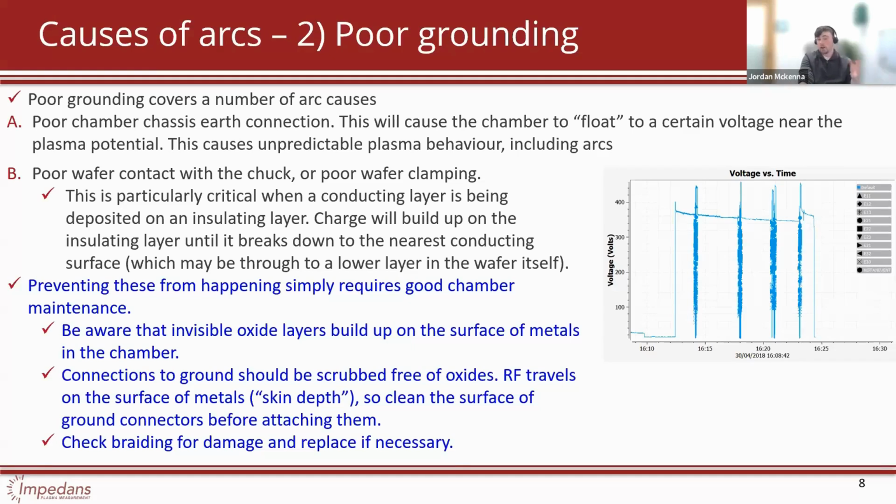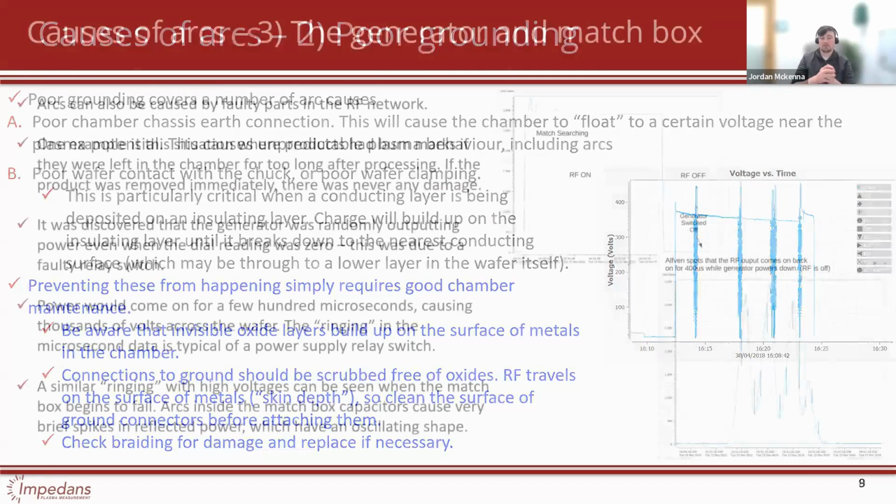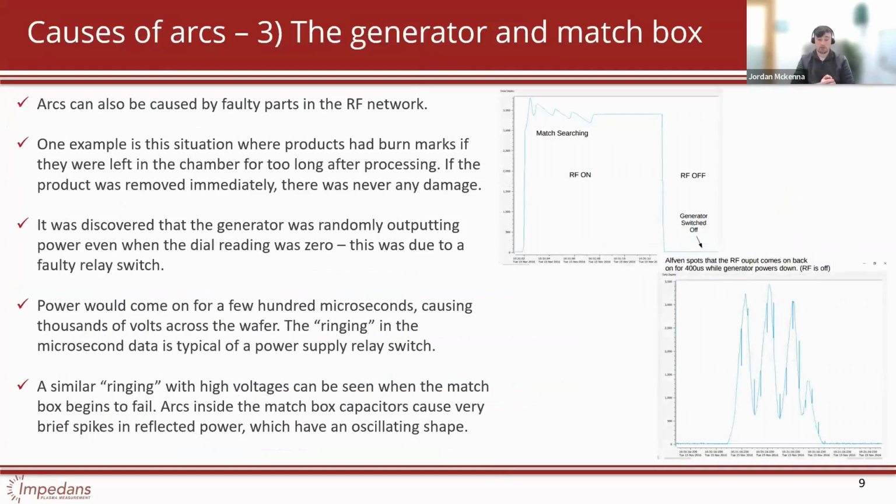And our final common cause of arcing has to do with the generator and the matchbox. Arcs can be caused by faulty parts in the RF network. One example that we're showing here is when products had burn marks if they were left in the tool for too long. If the process was finished, they were left in the tool for a couple of minutes and then taken out, they were seeing these burn marks. However, if they were taken out immediately, there was never any damage.